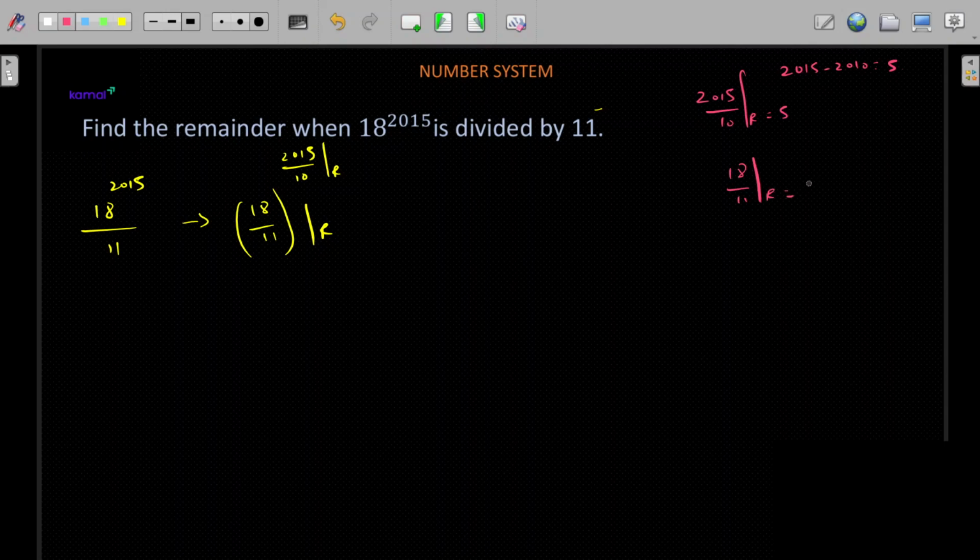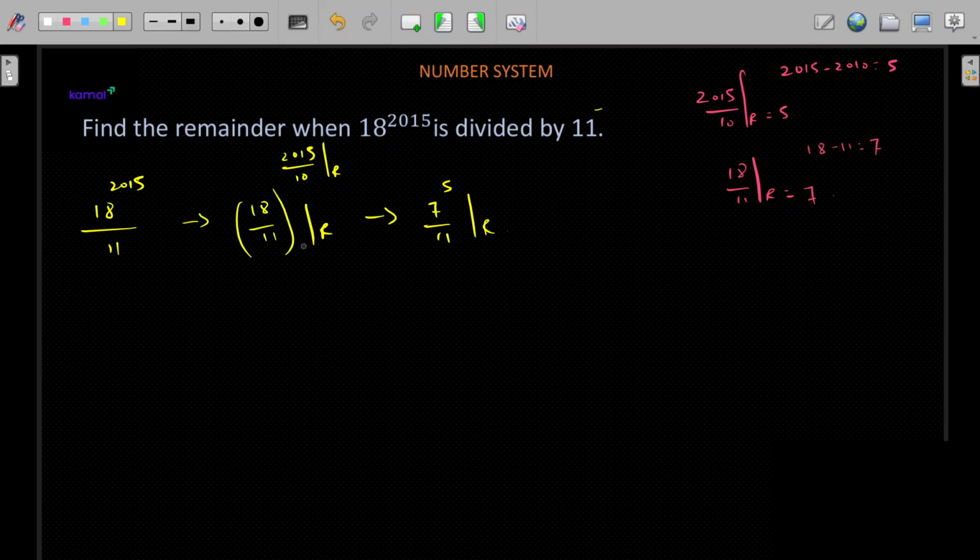My remainder is going to be what? The highest multiple of 11, which is less than 18, is 11. So 18 minus 11 is 7. So my remainder is going to be 7. Eventually, this number will become 7 power 5 by 11 to find my remainder.